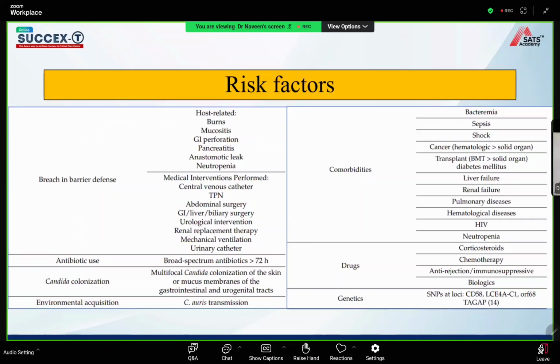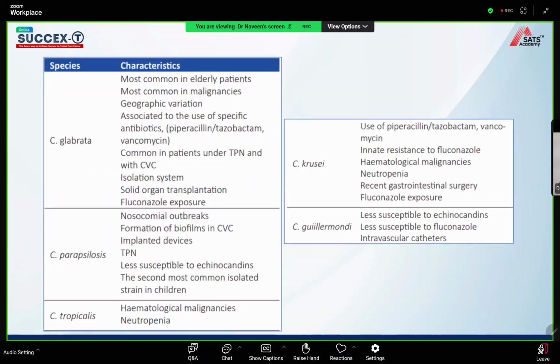What I am insisting is, whenever there is a breach in the skin or mucosa, there is a high risk for Candida, either in the form of lines or burns, or in the form of GI surgeries, urological surgeries, pancreatitis, anastomotic leakage. These are all risk factors. And whenever there is broad spectrum antibiotic use for more than 72 hours, you already have multifocal Candida colonization. And whenever the patient is immunosuppressed or immunocompromised in the form of cancers or organ transplants, badly controlled diabetes, neutropenia, and use of drugs like chemotherapeutic agents, steroids, as well as immunosuppressive drugs.